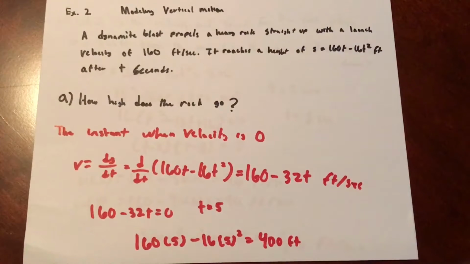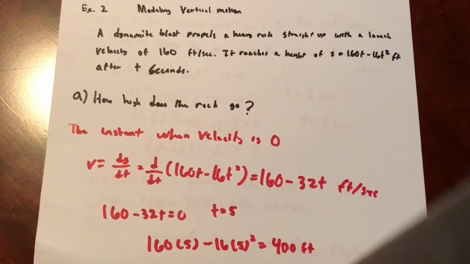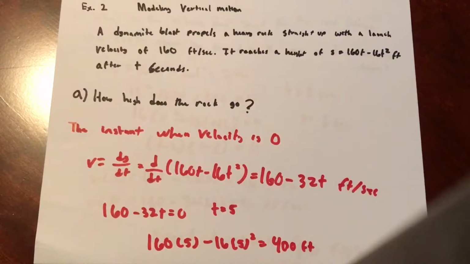Alright, and on to example number 2, modeling vertical motion. A dynamite blast propels a heavy rock straight up with a launch velocity of 160 feet per second. It reaches a height of s equals 160t minus 16t squared feet after t seconds. Part A. How high does the rock go?